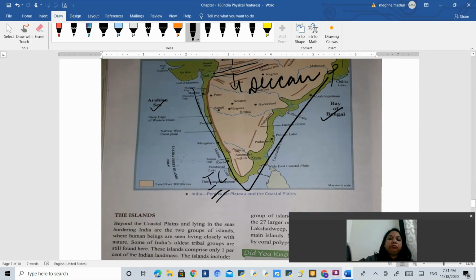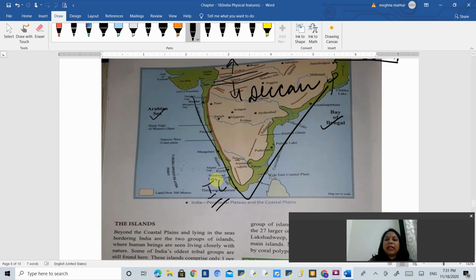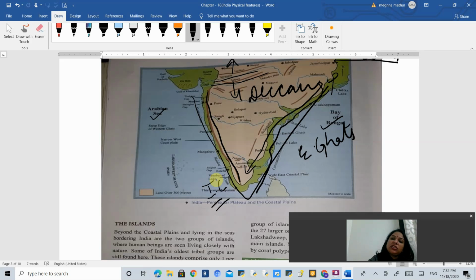Now you can see that this is our coastal line, and the area near this coastal line is called the Eastern Ghats. Because this is the eastern part of India and this area is near the eastern coastal area, it is called the Eastern Ghats. And this area which is near the western coastal line is called the Western Ghats. What is a ghat? A ghat is a regular mountain series, a mountain range.